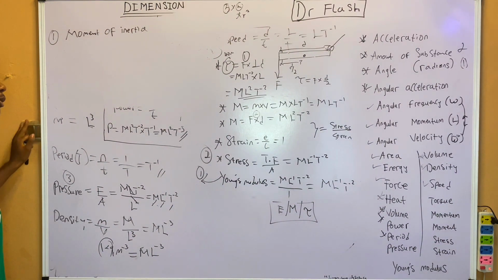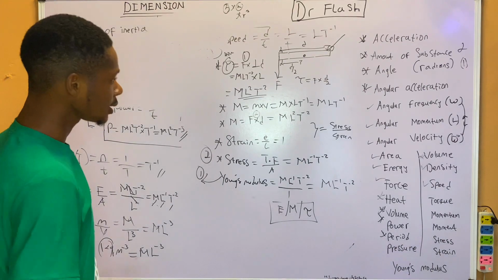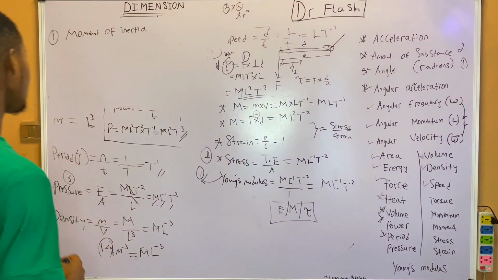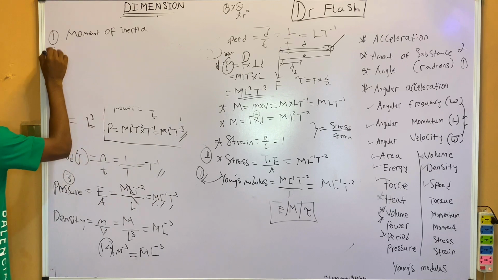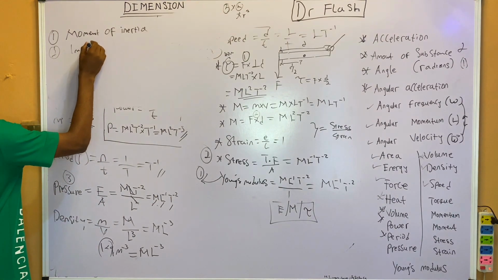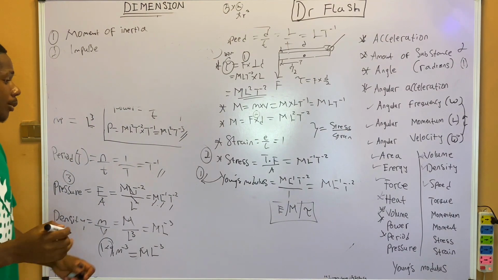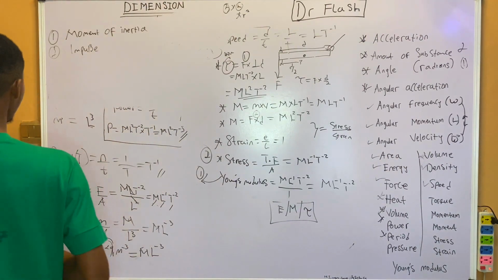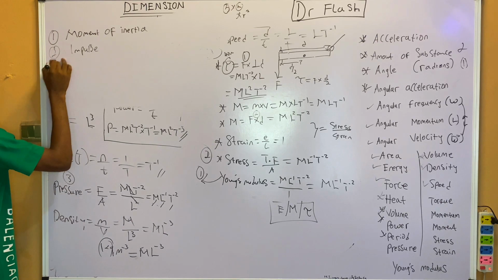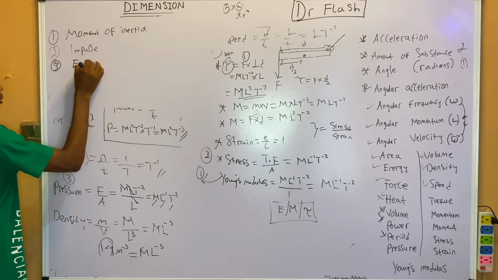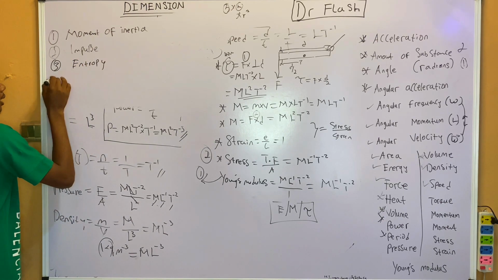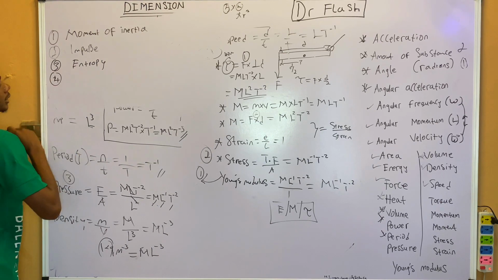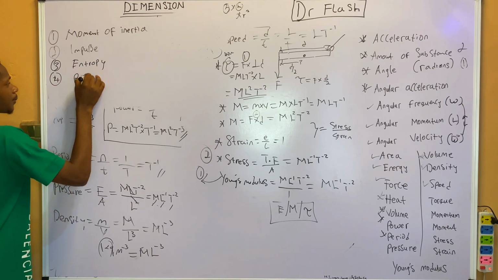And then the next one I'm going to talk about is, let's see, the one that is not on the board. I think I did not talk about impulse. And then we still did not talk about entropy. And then let's say resistance.